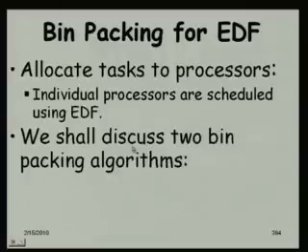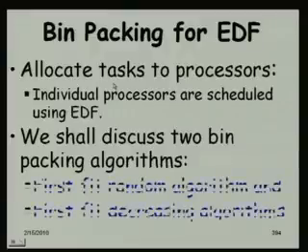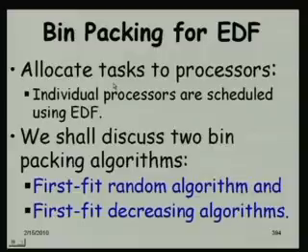We have the bin packing algorithm, which is used when the nodes are individually scheduled using EDF. Bin packing is a standard problem, all of you know. The problem is that we have a set of tasks and we just keep on assigning them to the different processors, just like in the bin packing algorithm. We will discuss two variations of the bin packing algorithm. One is called the first fit random algorithm and the other is the first fit decreasing algorithm.